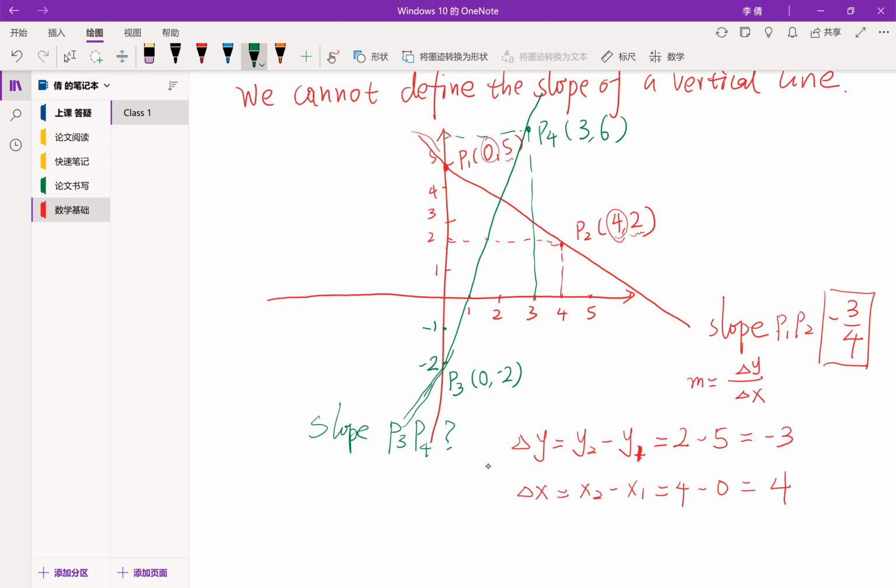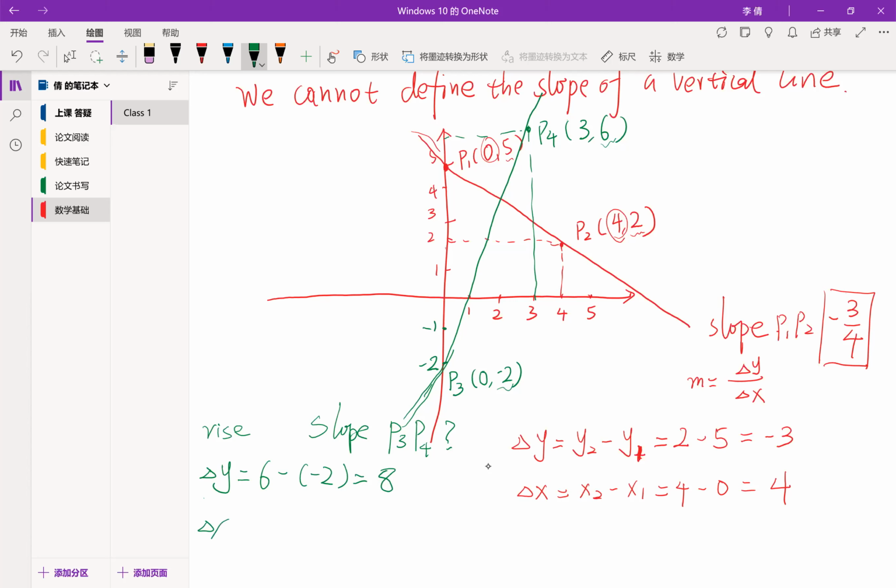Let's study it together, okay? Let's say this is the slope of P sub 3, P sub 2. We first study the delta y. This delta y means the rise between 2 points, right? And for the rise between the 2 points, we use 6 minus negative 2, and it will be equal to 8.